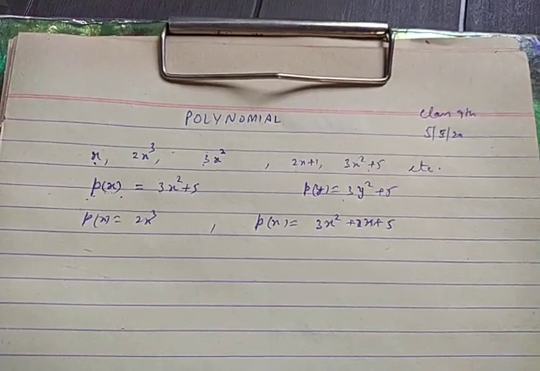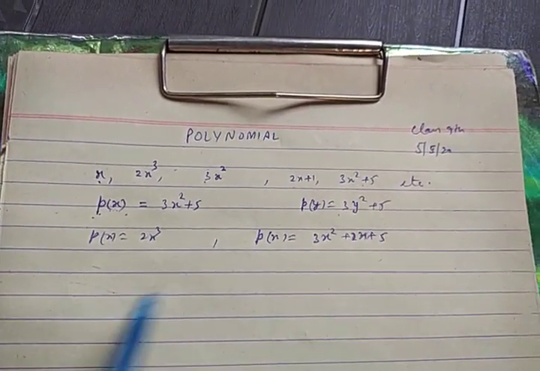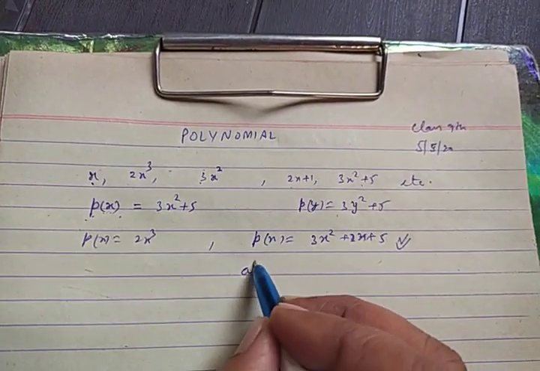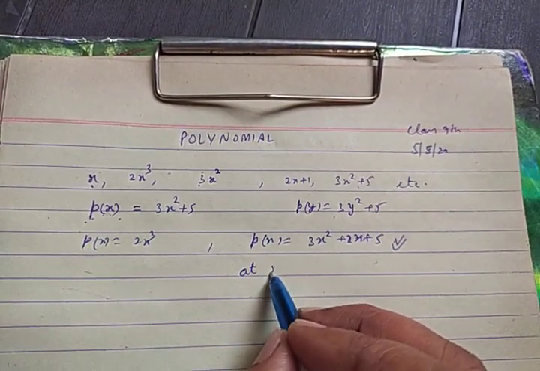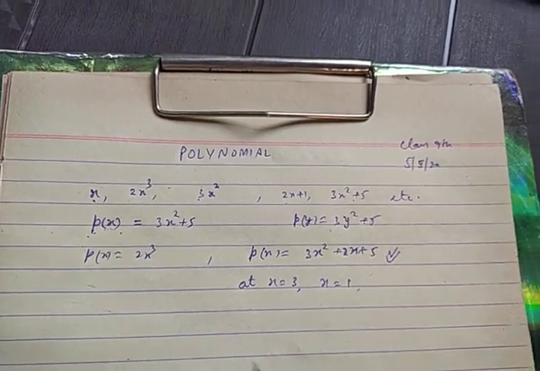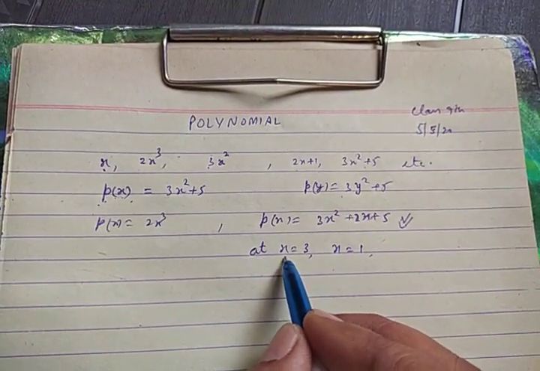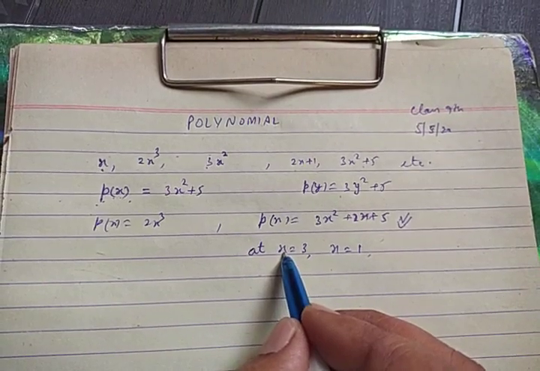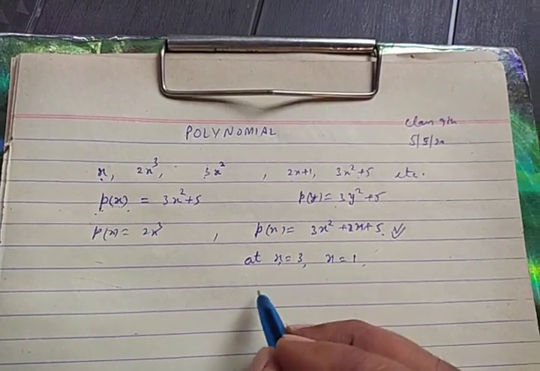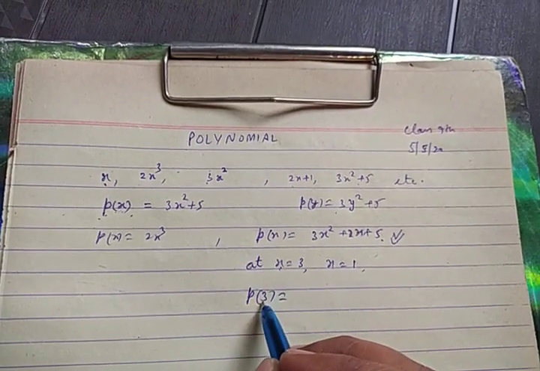Now if you want to calculate the value of this polynomial at a particular value of x, suppose I am taking this polynomial and I am saying you calculate the value of p(x) at x is equal to 3, x is equal to 1, whatever. So how to calculate? Simply you have to replace x by 3. Wherever you are looking x in the given polynomial, you will replace x by 3. It means you will write p(3). P(3) is standing for, in place of x you are putting 3.